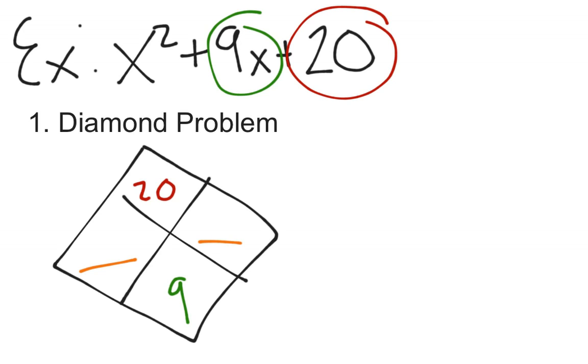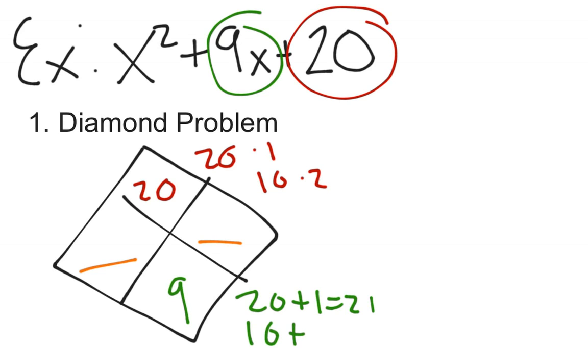So 20 is 20 times 1, but 20 plus 1 is equal to 21, so I know that's not it. Can also get to 20 with 10 times 2. But 10 plus 2 is equal to 12, so that's not going to work. 20 is also 4 times 5. And 4 plus 5 is equal to 9, so that's going to work.